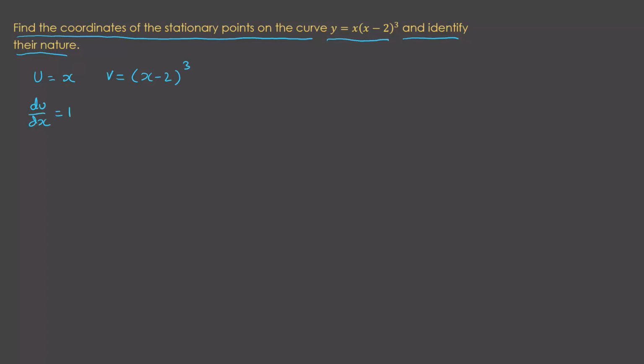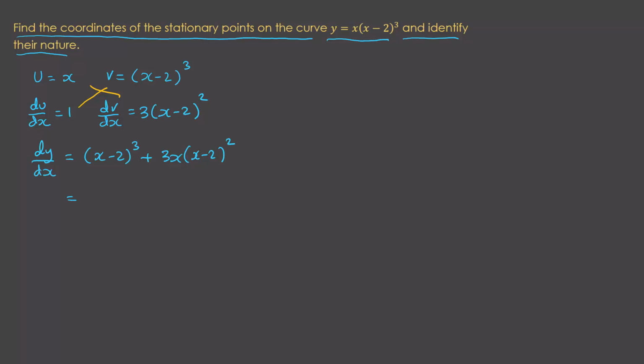So du/dx is equal to 1, and dv/dx is going to be 3(x minus 2) squared, but the differential of the inside function here is just 1, so it just stays as 3(x minus 2) squared. So we know we need to go that way first, so dy/dx is going to be (x minus 2) cubed, and then we're going to need to go the other way, and that is going to give me 3x(x minus 2) squared.